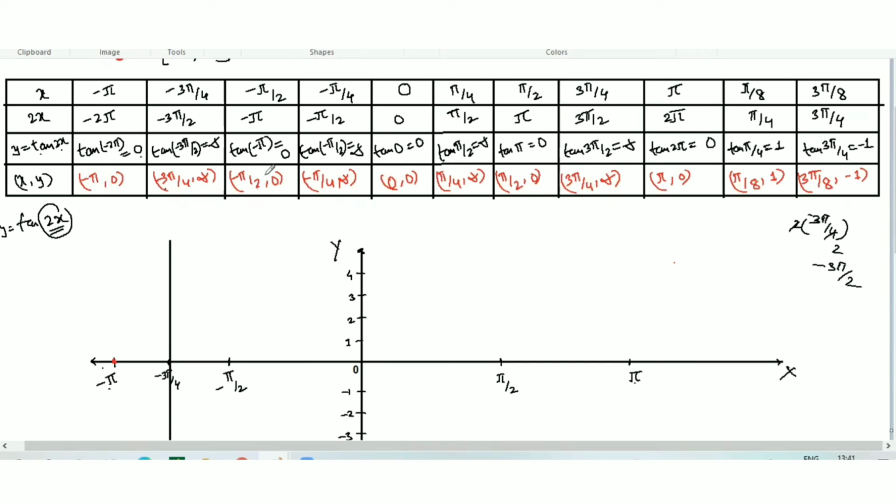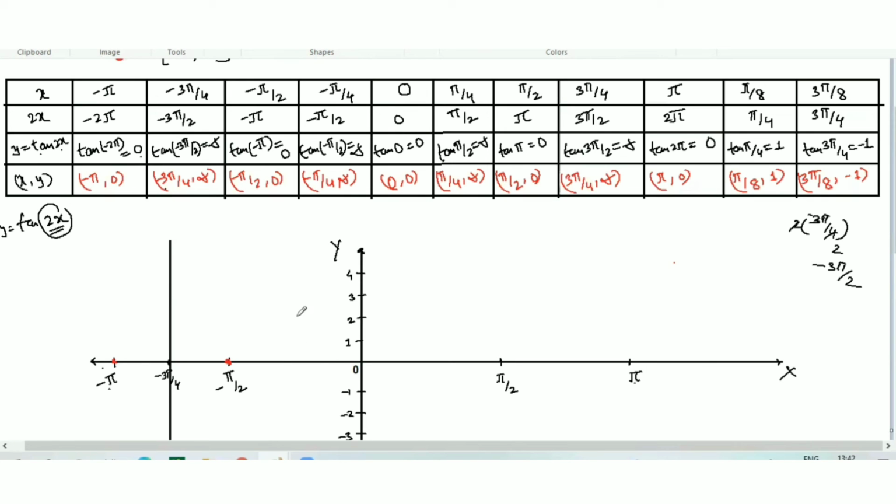Now the next point I have taken for x is minus pi over 2, and then 2 times minus pi over 2 gives minus pi. Then tan of 2x, tan of minus pi, is equal to 0. So the coordinate point is x equals minus pi over 2, y equals 0. Let's plot it here. Minus pi over 2 and 0 will be here. So here is the point, and here it will be an asymptote line.